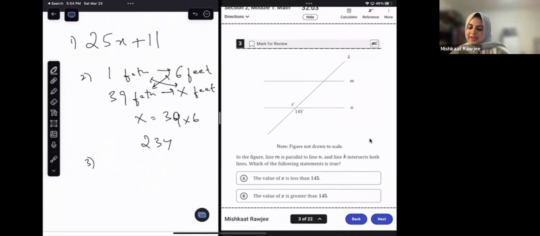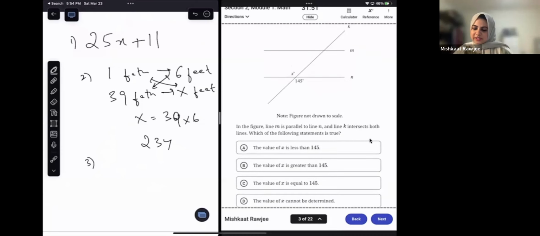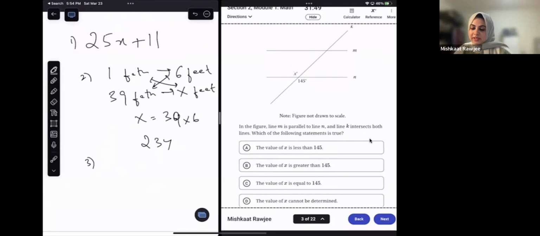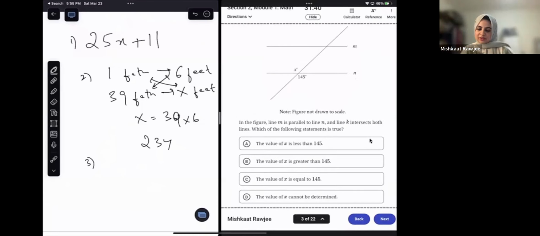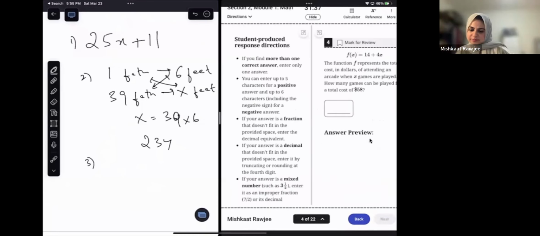Line M is parallel to line N, and line K intersects both lines. So it's a transversal thing. The value of X is less than 145. Because this over here is 145, the one opposite is also 145 because they're just vertically opposite angles. So the value of X is equal to 145. So that would be C. Let's move on to the next one.